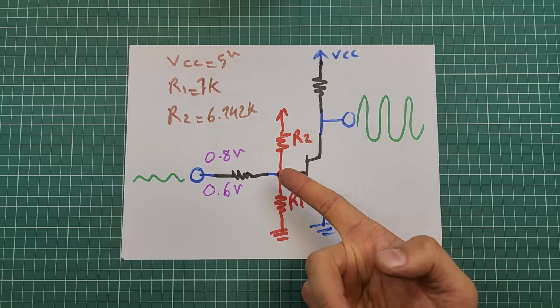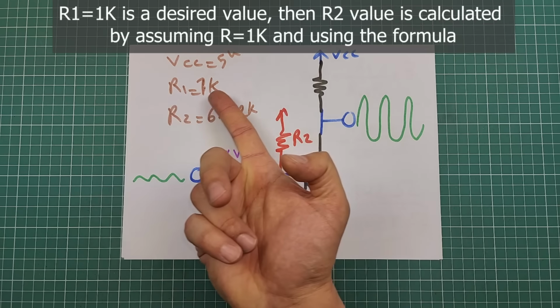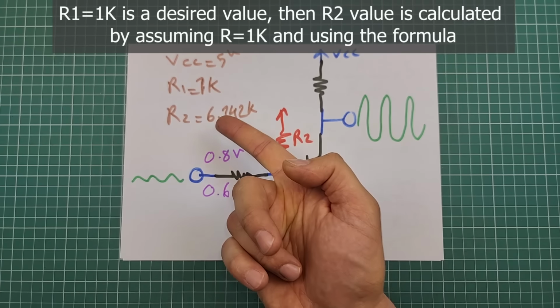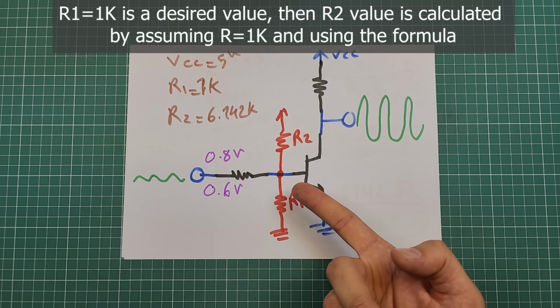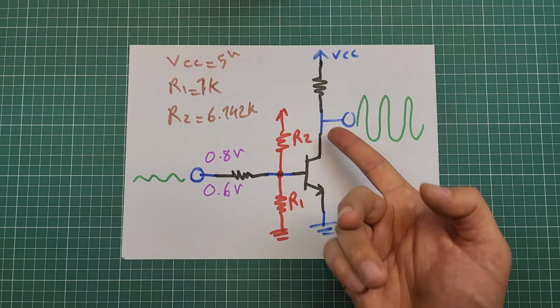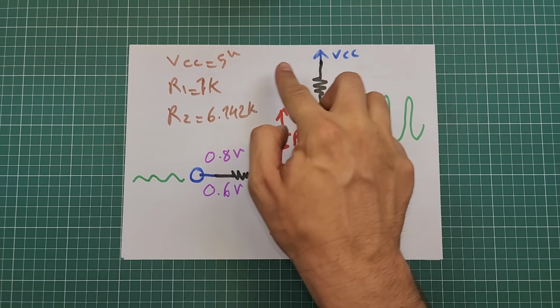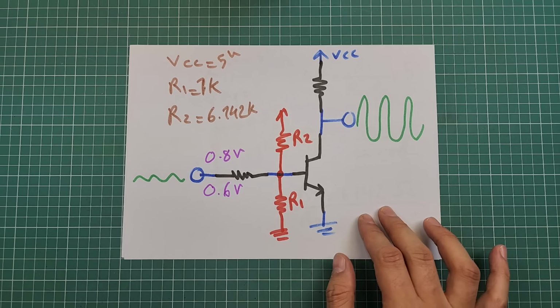To have 0.7 volts at this point, the R1 resistor has to be 1 kilo ohms and the R2 resistor has to be 6.142 kilo ohms. This setup will keep the voltage at the base terminal equal to 0.7 volts, and then the transistor will be ready to amplify any signal. This structure is called a voltage divider network. We will refer to this structure many times in this video.